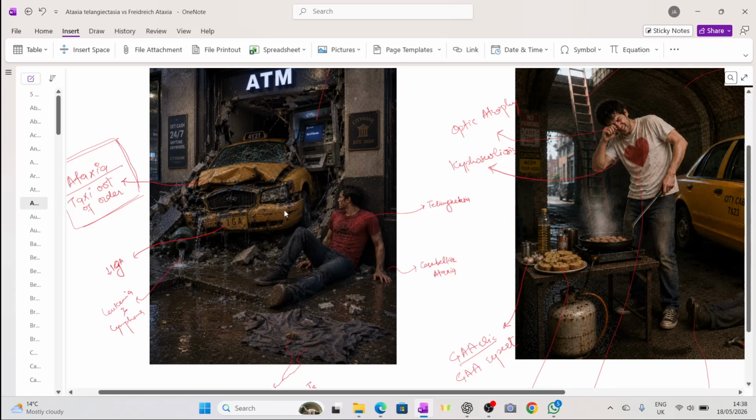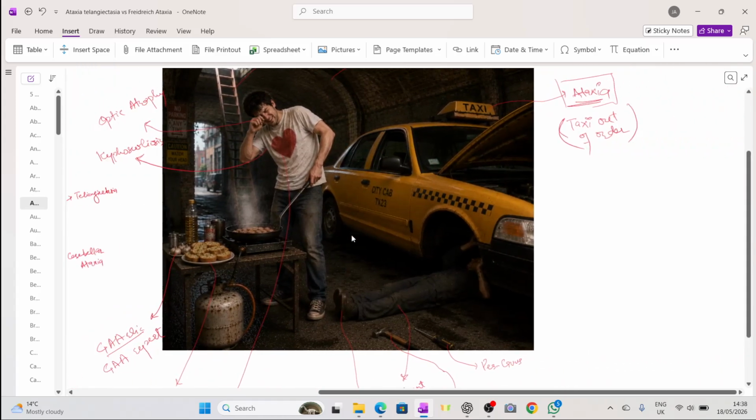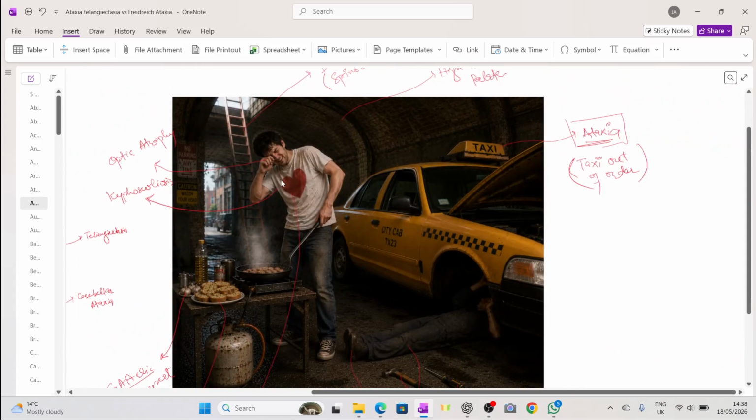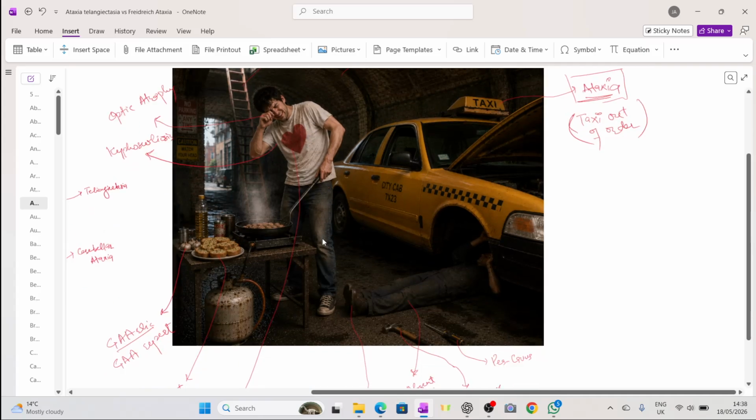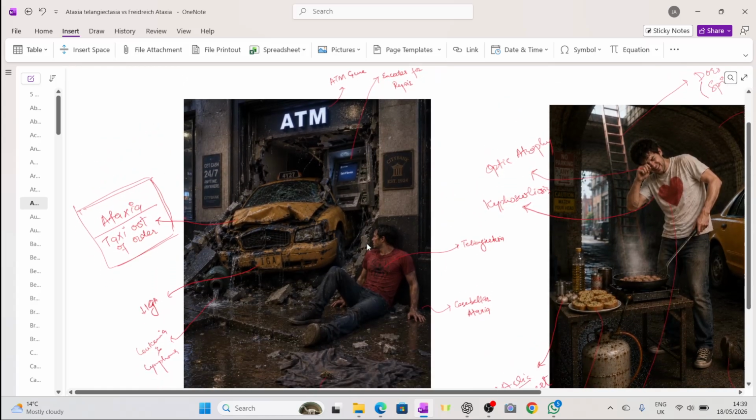So Ataxia Telangiectasia will be shown by our Spider-Man, who has got a telangiectasia on his chest, whereas Friedreich ataxia will be shown by our lovely Friedreich, who is trying to fry because his taxi is out of order, and another mechanic is under it trying to fix his taxi. So let's start with Ataxia Telangiectasia.